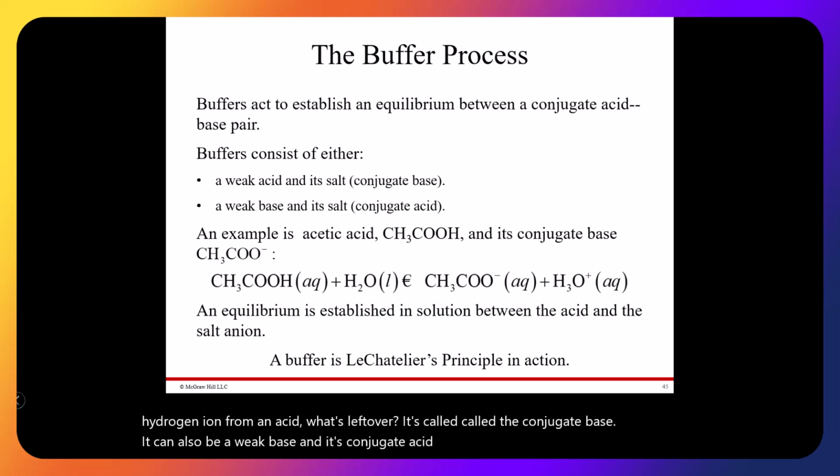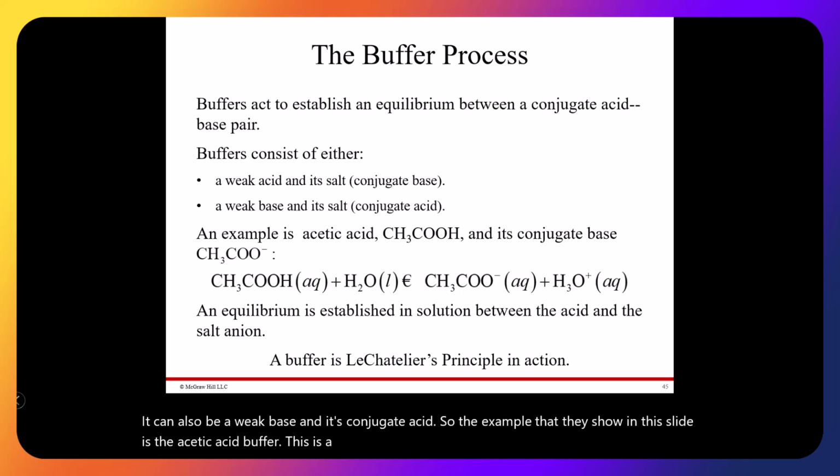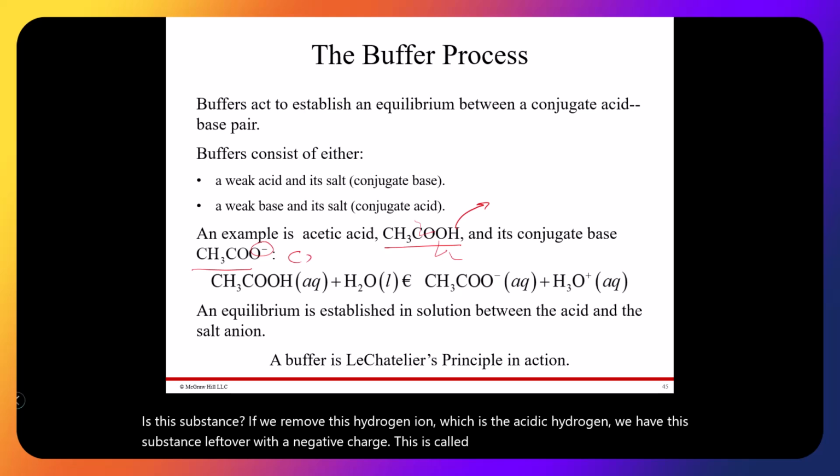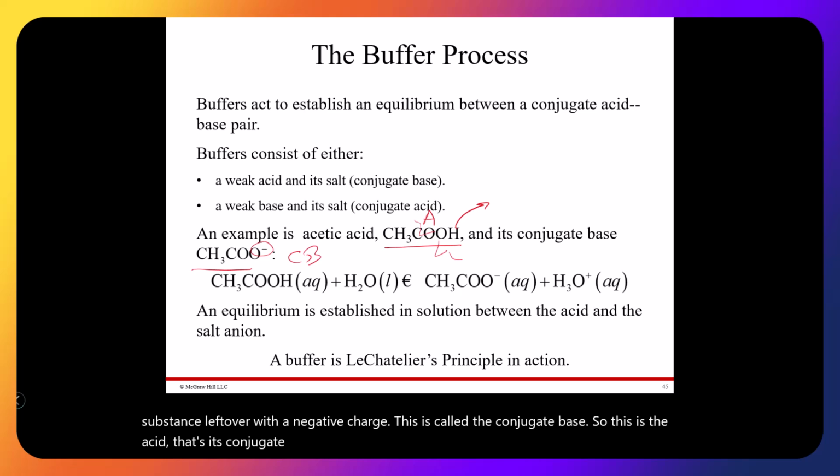So the example that they show in this slide is the acetic acid buffer. This is a common one. So acetic acid is this substance. If we remove this hydrogen ion, which is the acidic hydrogen, we have this substance left over with a negative charge. This is called the conjugate base. So this is the acid, that's its conjugate base. You can see, again, this should be a double-headed arrow here. There's something wrong with the PowerPoint there.